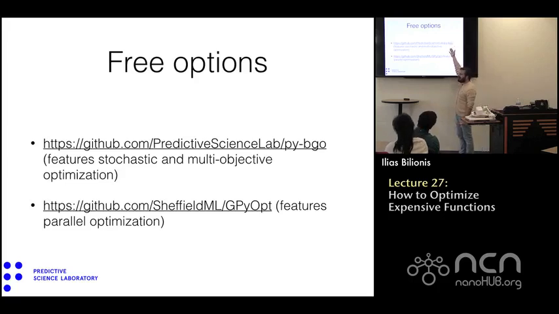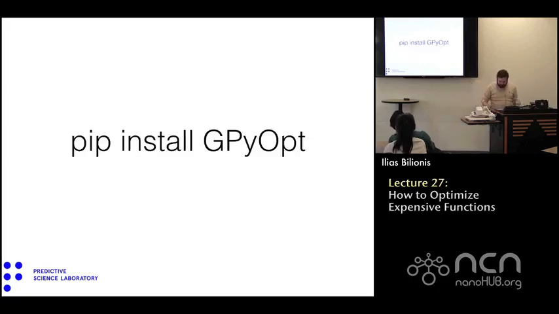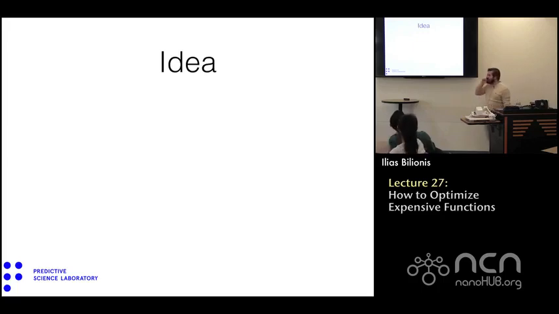PyBGO is what we've done here at Purdue with Pius, and GPy, but we don't maintain it that well. It still works, but we're not really adding stuff there. And GPyOpt is basically from the guys that wrote GPy. It's an extension of GPy that does optimization. That's pretty much it. So if you want to try out stuff, you do pip install GPyOpt. Here's the idea. Now let's start talking about this.